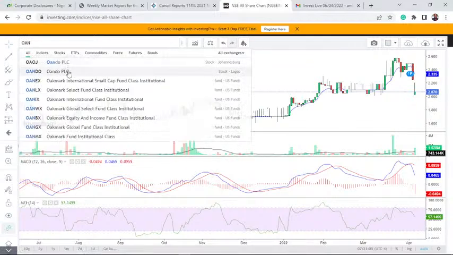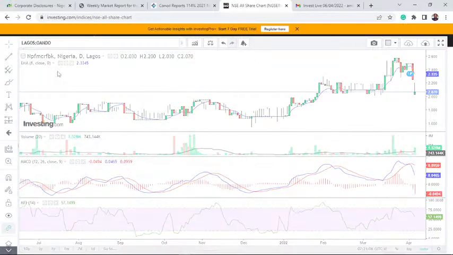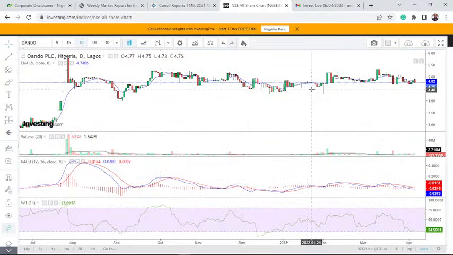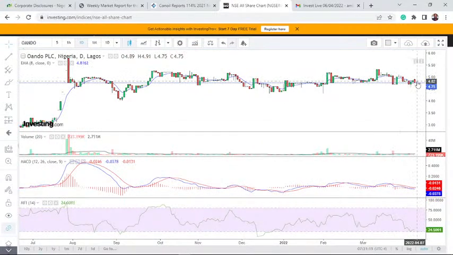That's what is happening in one day Nigeria. One day Lagos, you can see here on 1 hour chart. You can see that one day is also below the T line, and the MACD is already bearish.